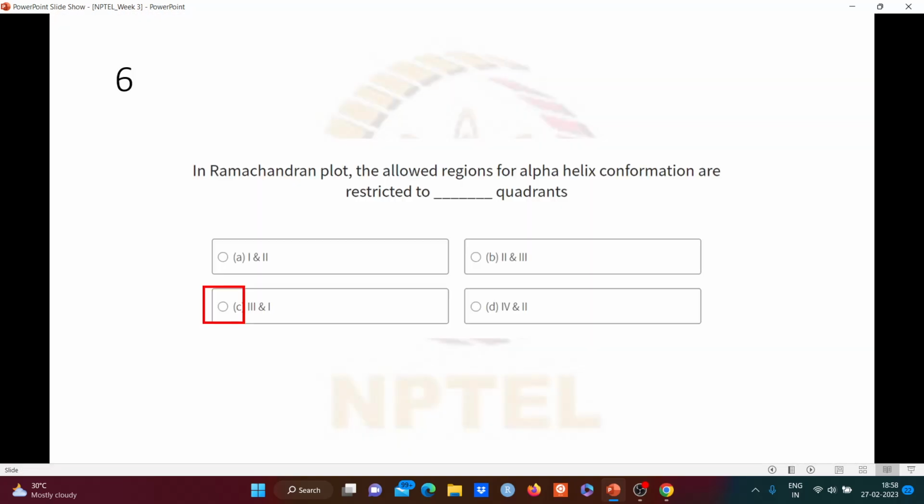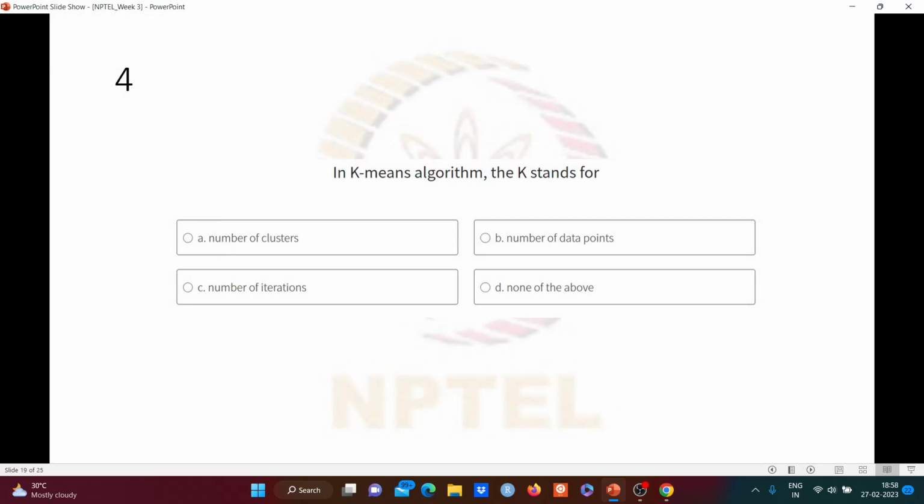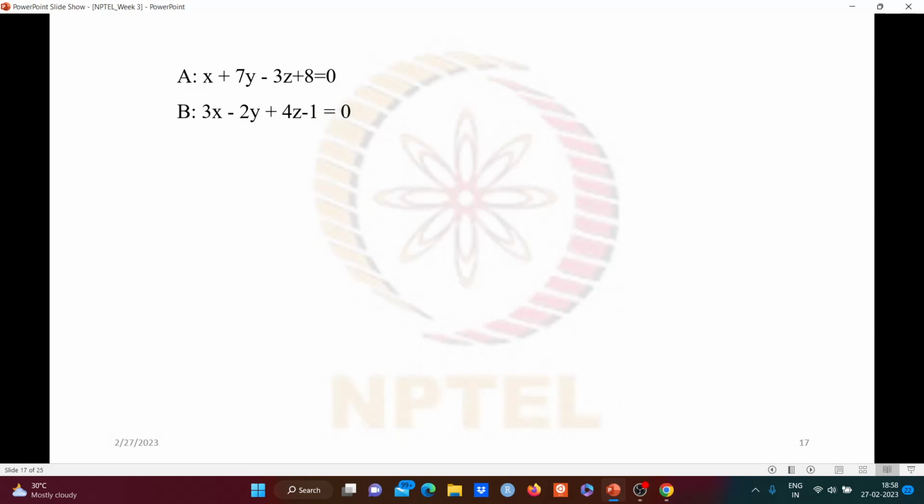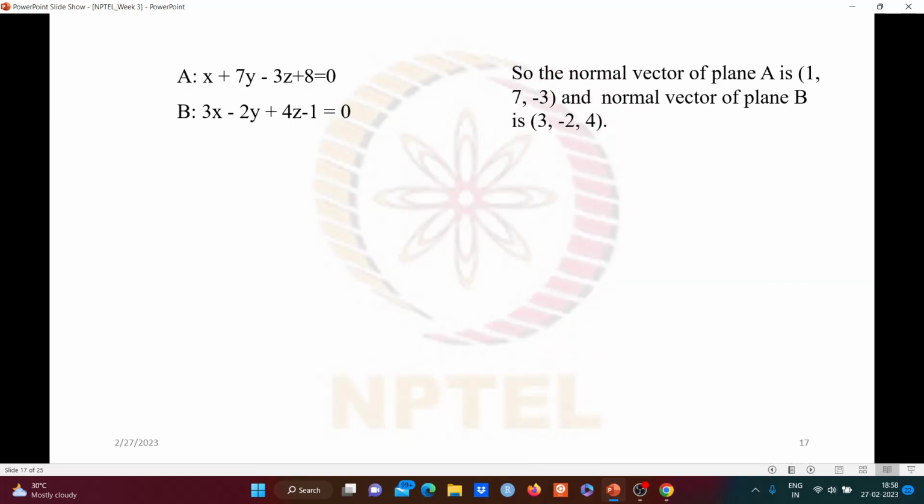Question number 2. See, in question number 2, these are the two plane equations that have been given. So the first step is to extract the normal vectors. Normal vectors are nothing but the coefficients of x, y, z. So x has 1, y has 7, and z has -3. So this is the normal vector to plane A. Similarly, the normal vector to plane B will be 3, -2, and 4.